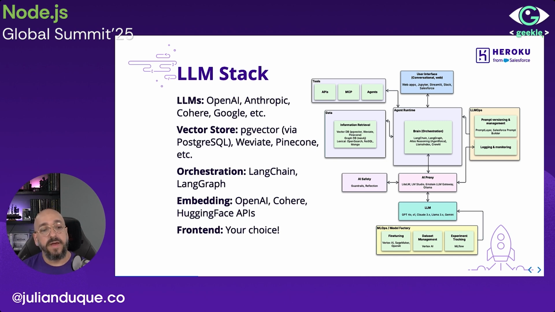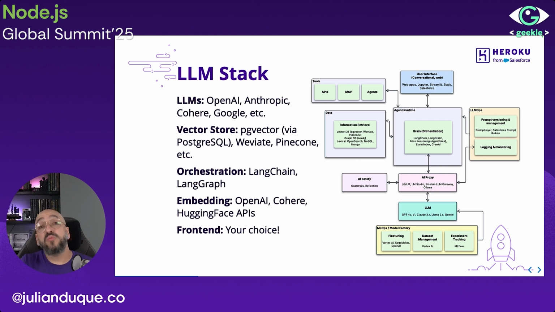Embedding: we will need to use an embedding model specifically for retrieval augmented generation applications. You can use the ones provided by OpenAI, Cohere, or APIs that are available on Hugging Face.